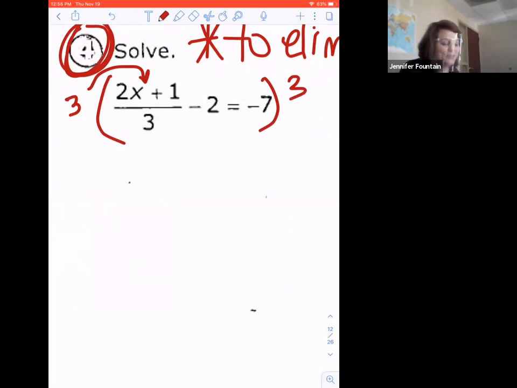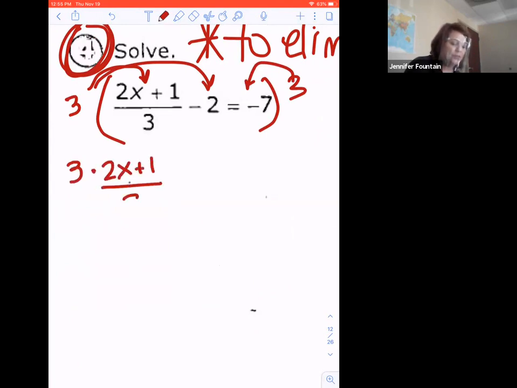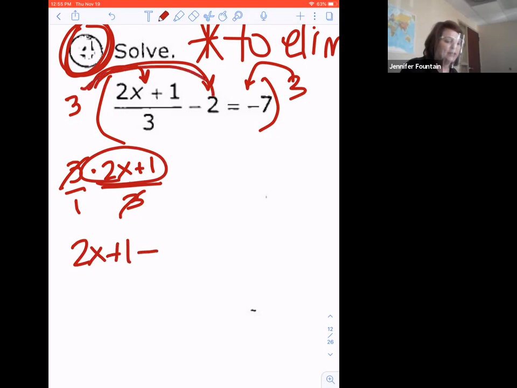Yes. So when I multiply by 3, basically what happens with, if I have 3 times 2x plus 1 over 3, okay? So if I think of the whole number 3 as a fraction, 3 over 1, and I multiply, then basically I can see that these two 3's are going to cancel out. So whenever I multiply by a number in the denominator, all that I'm going to be left with is what is in my numerator. Okay, so when I multiply that by 3, I'm just left with 2x plus 1 minus, but then I have to multiply the 3 times that -2. So that's going to be -6 equals 3 times -7 is -21.